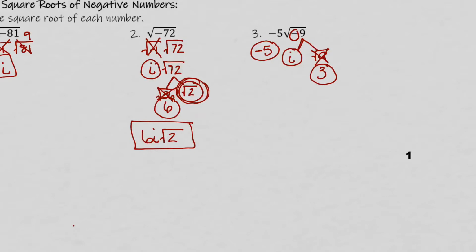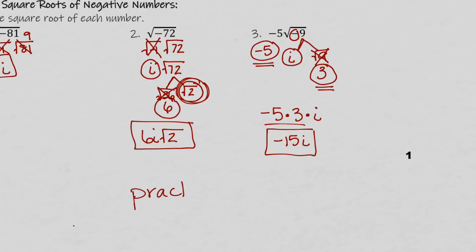So all of these things, I circled them because they're outside of my radical. They will be in my answer. There's no radical left like there was in number 2. So I have a -5 and a 3. All of this is being multiplied together. So I can take -5 times 3, I get -15, and I still have the i. There's no radical to come on to the end. So that is how you do that.